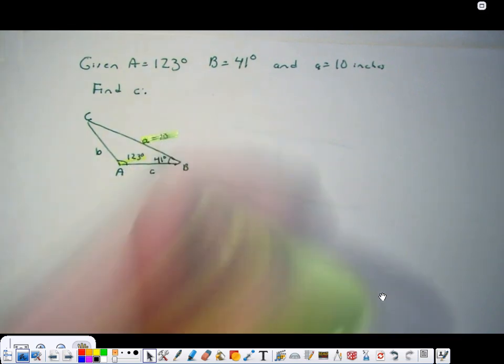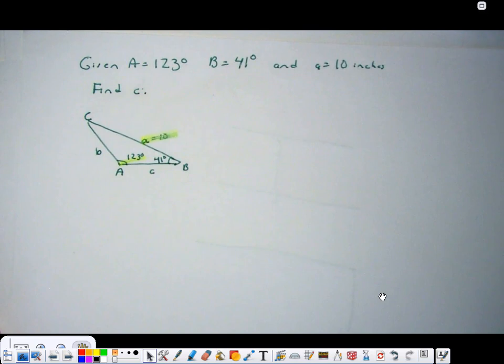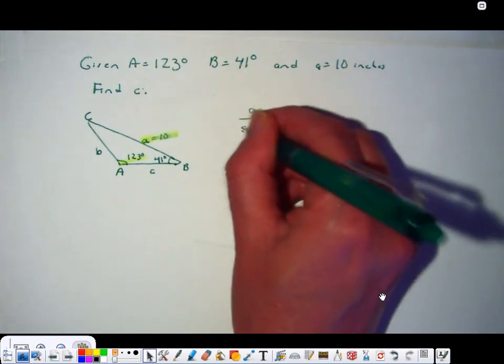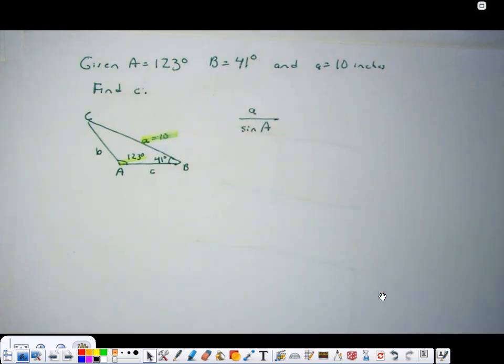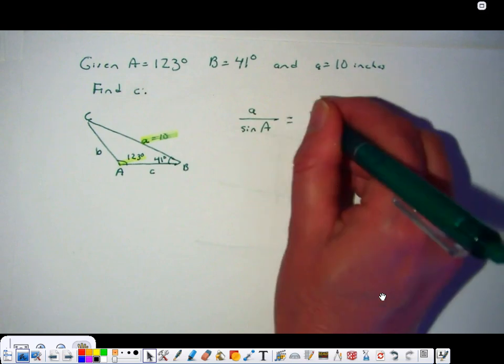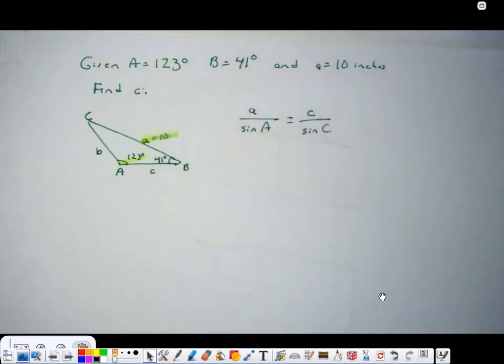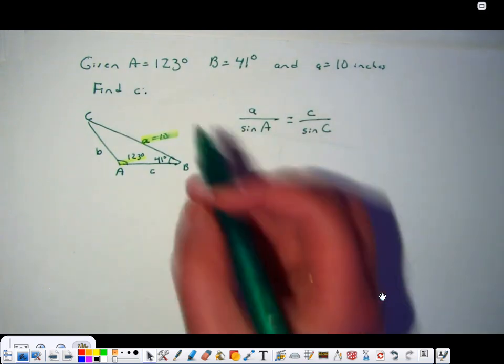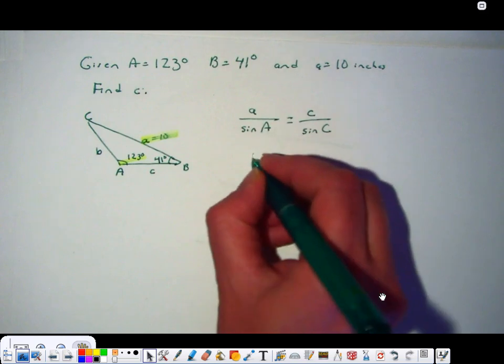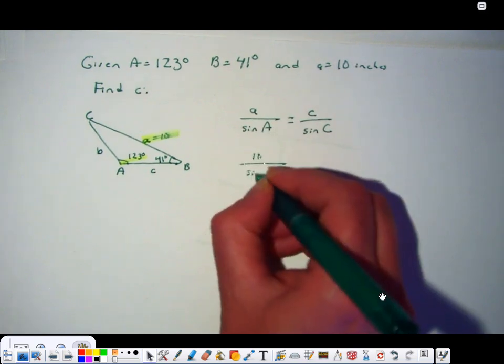I've got this, and I've got what's across from it. So what I'm going to do is write that down. I'm going to write a over sine A, and I'm doing that because those are the ones I know that are across from each other. And then they want me to find c, so I'm going to put c over sine of big C. Okay, so that's a law that's true, that the ratio of the side and the sine of the angle opposite it are equal for all the parts of a triangle. Okay, so I'm going to fill in what I know. So I know 10 over sine 123.